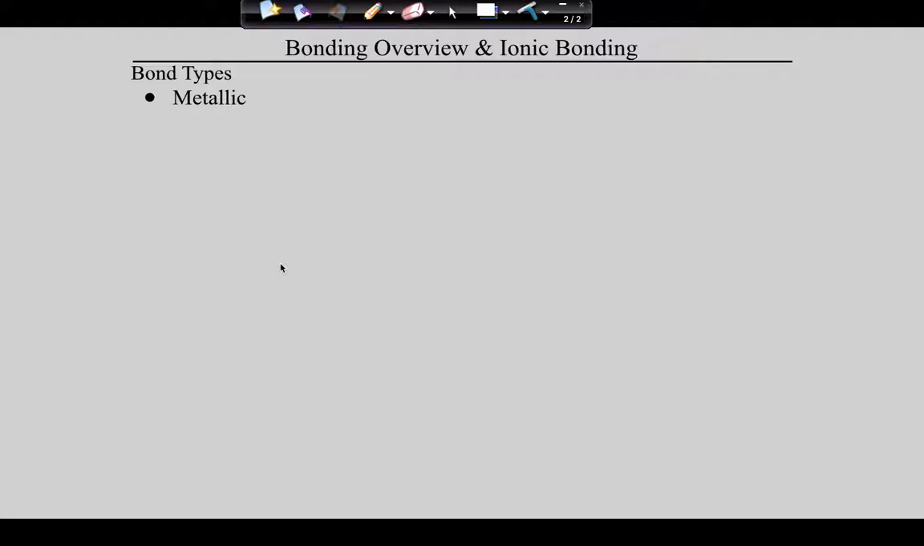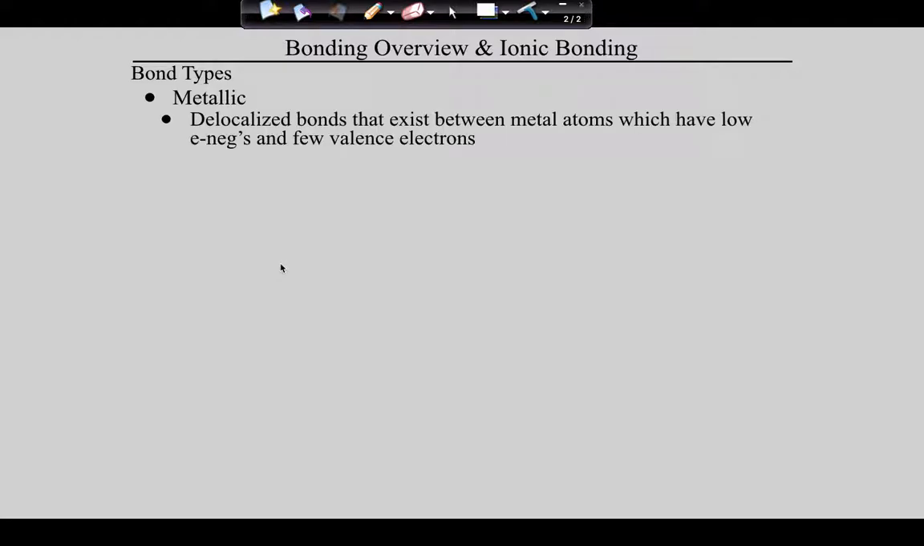But here's the interesting question. If the metal atoms are giving away electrons, who's picking them up? Nobody. Remember the sea of electrons. And guys, that's the idea. So a metallic bond is defined as such, and you can write it down because this is our only time we're going to talk about this. Guys, a metallic bond is defined as a delocalized bond that exists between metal atoms which have low electronegativities and very few valence electrons. The key word here, guys, is delocalized.